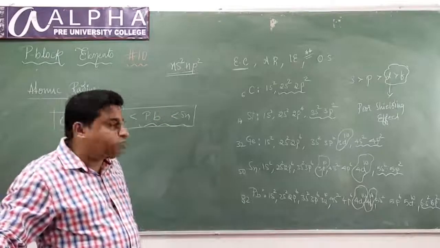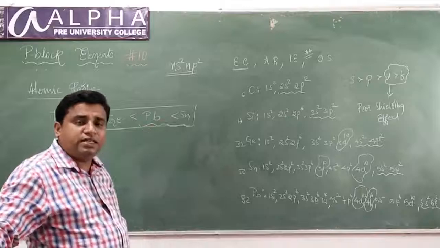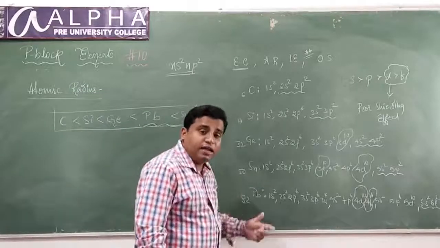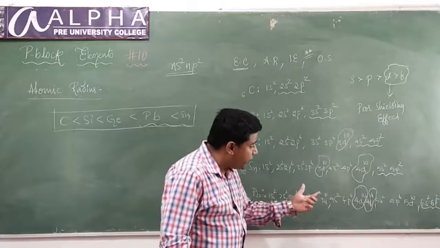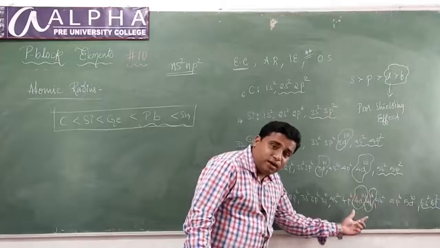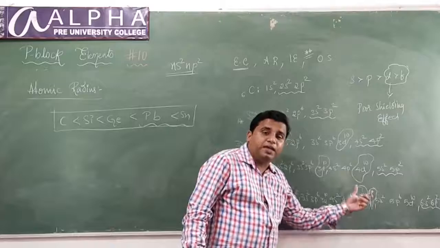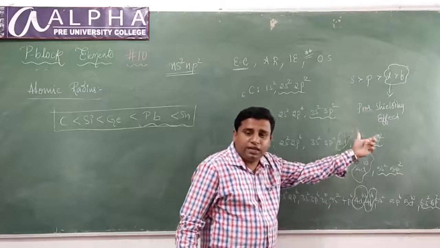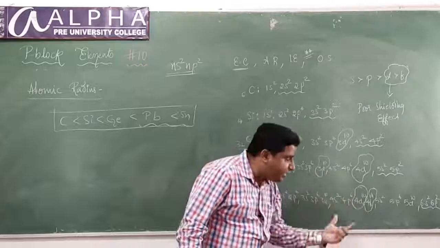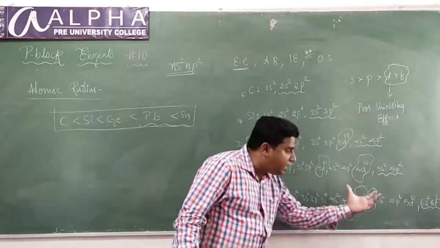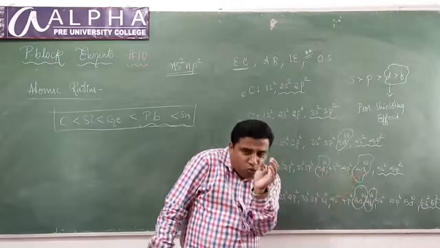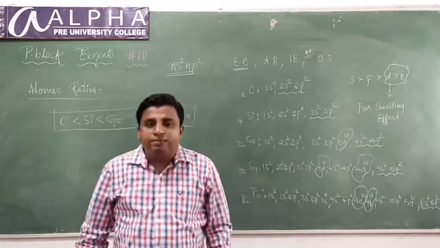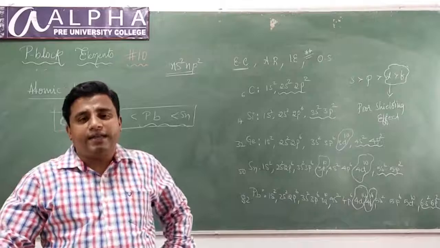Can you please explain why the atomic radius of lead is less than that of tin? Because lead has completely filled inner d orbitals and f orbitals, which exhibit very poor shielding effect. Because of the poor shielding effect of d and f orbitals, the outer electron will be pulled towards the nucleus.